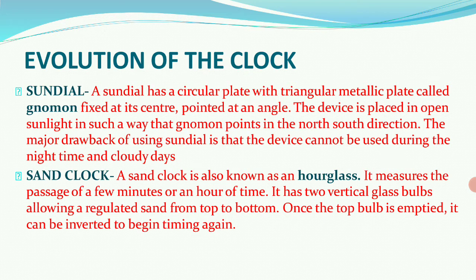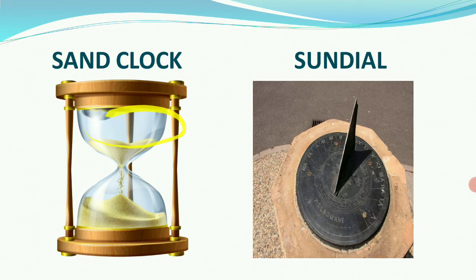So it has two glass bulbs. You can see the two glass bulbs and they contain the sand. If the top bulb gets emptied, then it can be inverted. In this way, we can measure the time through the sand clock.